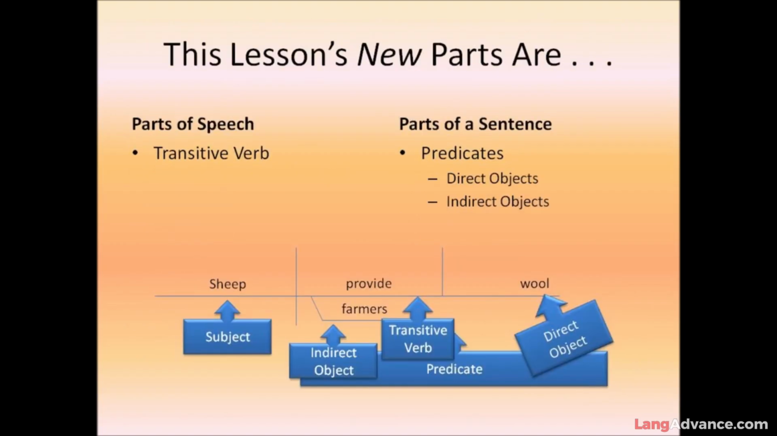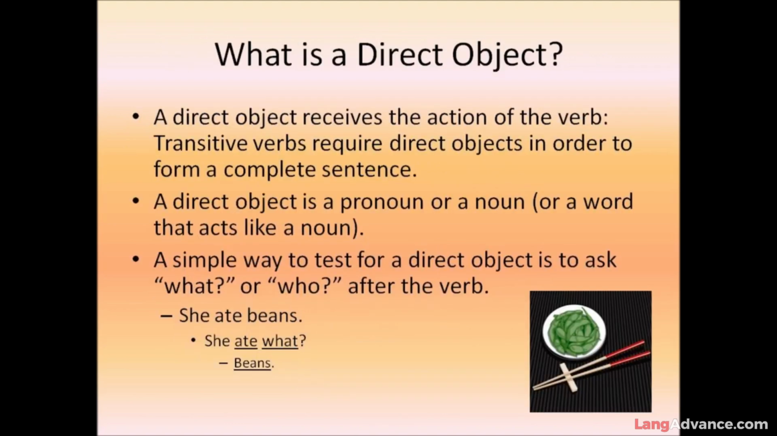Today we're going to be looking more closely at the predicate part of a sentence when we take a look at how direct objects and indirect objects work in a sentence. A new part of speech is the transitive type verb. A transitive verb is a type of verb that requires a direct object. What is a direct object? Well, the direct object receives the action of the verb. Transitive verbs require direct objects in order to form a complete sentence.